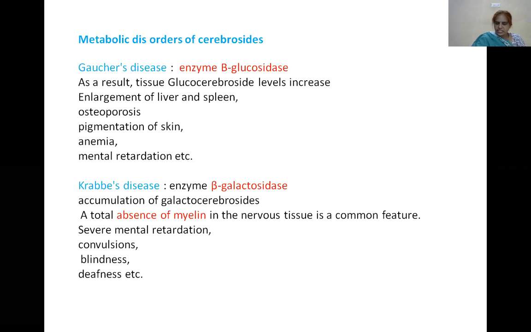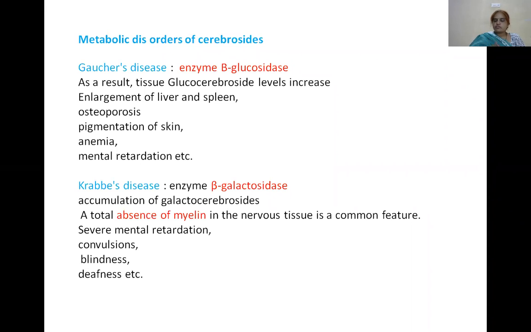In Krabbe's disease, the deficiency is of the enzyme beta galactosidase, whereas Gaucher's disease is beta glucosidase. In this condition, galactocerebrosides are accumulated due to the deficiency of beta galactosidase, and there is also total absence of myelin in the nervous tissue.